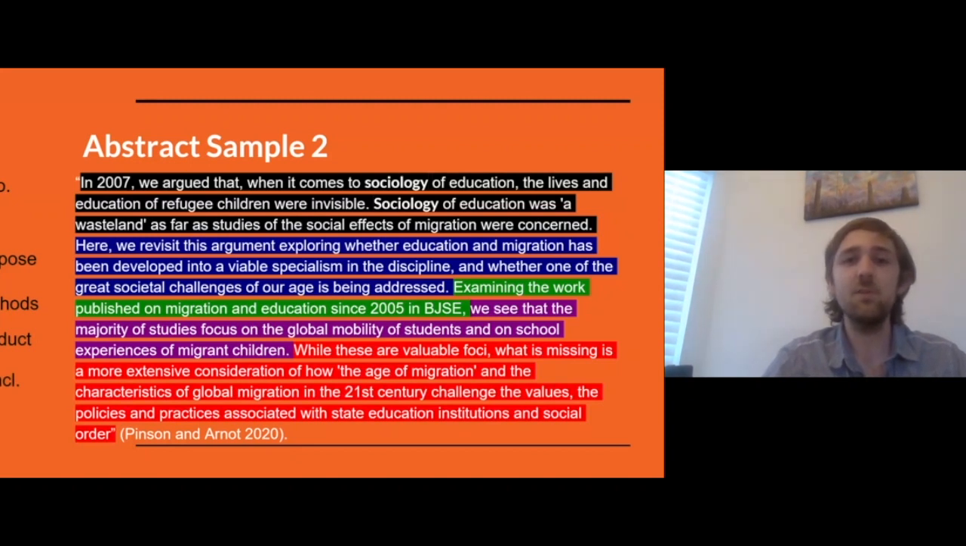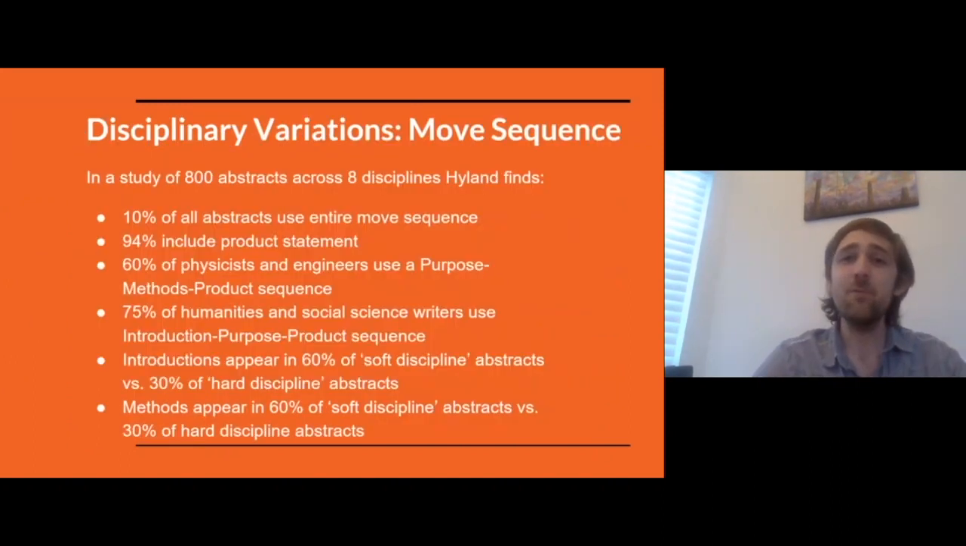And then finally, a conclusion, which again has some very strong persuasive language, stressing the need for continued research in this area. Now that we've recognized how we can use moves to identify the summative and persuasive components of an abstract, let's talk a little bit about how different disciplines focus on different move sequences.